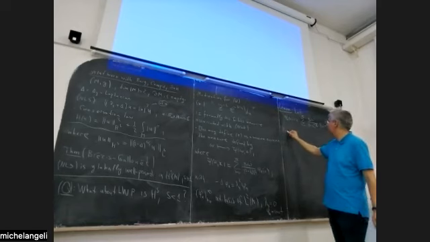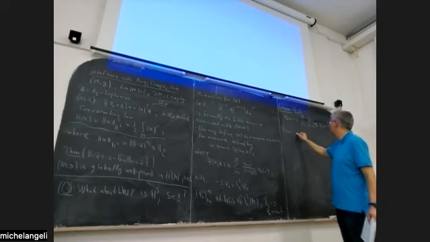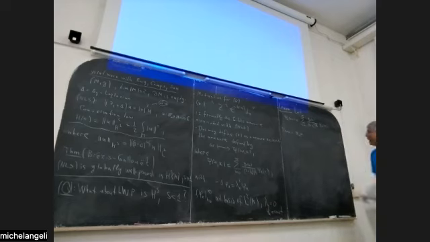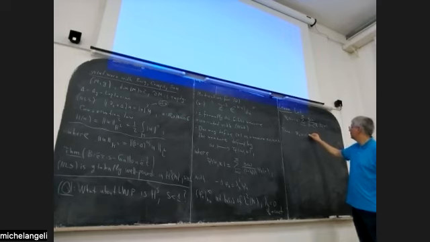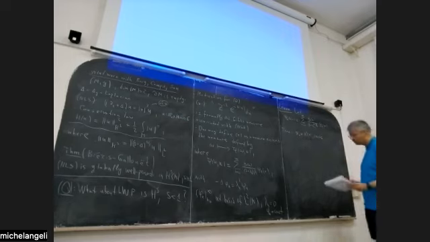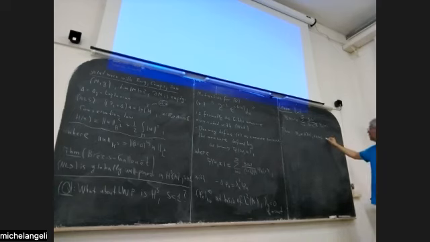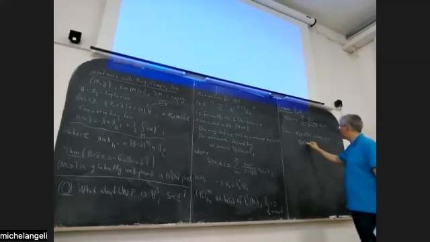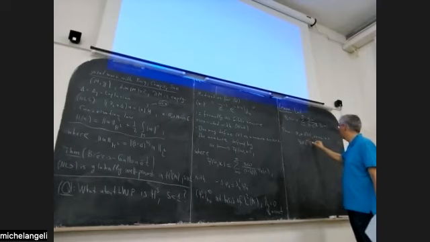Then there are two things. The first thing is that psi alpha belongs to H^s for s smaller than alpha minus 1, almost surely. So this is what I would like to prove to you. And the second thing is that psi alpha does not belong to H^(alpha minus 1), almost surely.